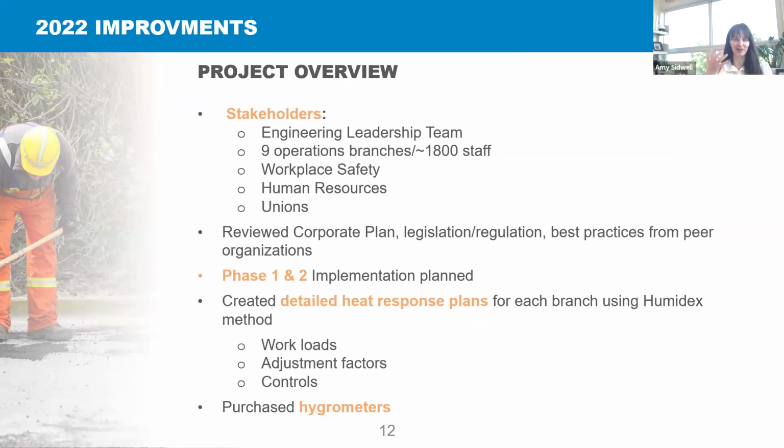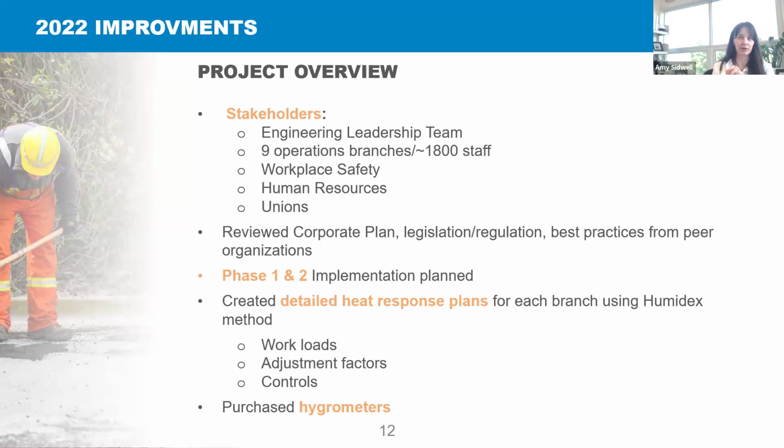To start us on our path for improvements, we ended up setting up a project. So we have a lot of different stakeholder groups. I mentioned before, we've got 1,800 staff, 9 different branches across engineering. We've got our safety team, human resources. Our employees are unionized, so our unions were very interested in the work we were doing to make sure that their members are safe. And then the engineering leadership team, which is our overarching leaders in engineering, to guide us through the process.